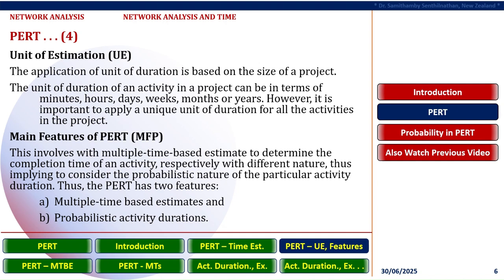Multiple time-based estimate involves various completion times of an activity, respectively with different nature, thus implying to consider the probabilistic nature of the particular activity duration. Therefore, the PERT has 2 features. They are namely multiple time-based estimates and probabilistic activity durations.